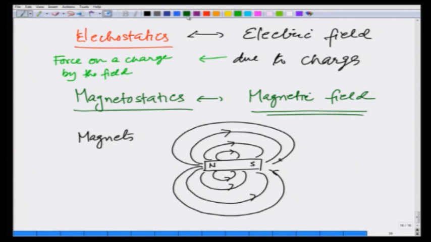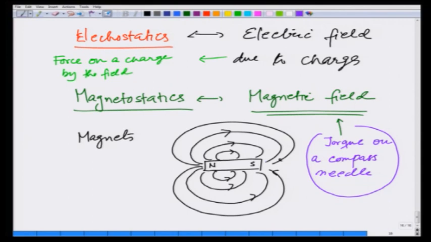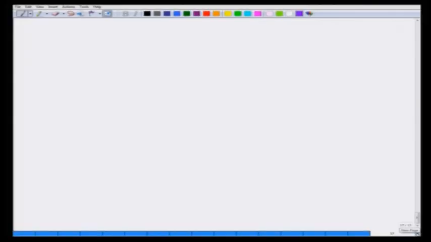In magnetostatics, magnetic field is identified by torque on a magnetic compass needle. So that if you put it in a magnetic field, it turns around, right. That is how I know there is a magnetic field. So, to plot these magnetic lines, one puts a compass and draws arrows going from south to north of the compass.